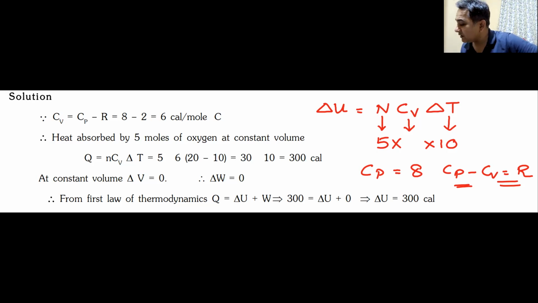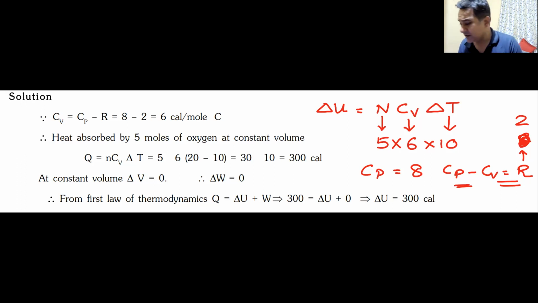Put the value of Cv, it will be 6.36 something, so just use 6. R is given as 8.36, I'll take it as 8. R value is wrong. R should be somewhere around 2 calories per mole. So just understand that the value of R is 2 calorie per mole. It is 8.36 joule per mole. When I convert it into calories, it will become 2.